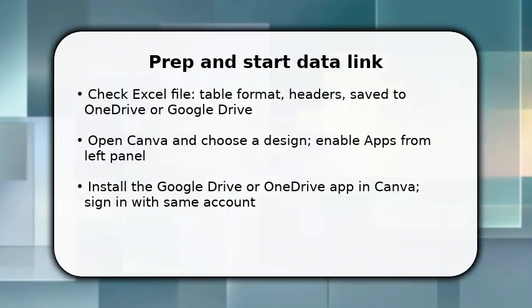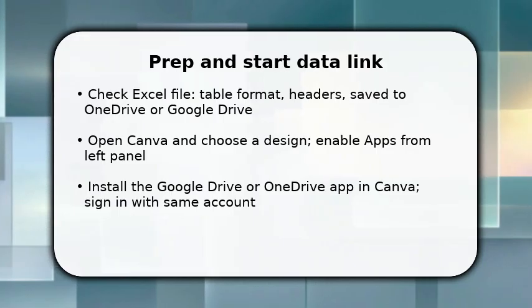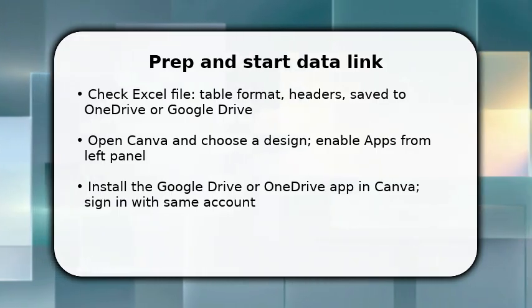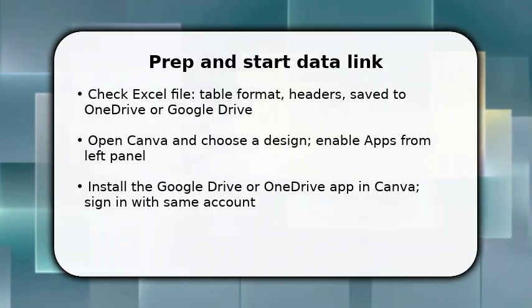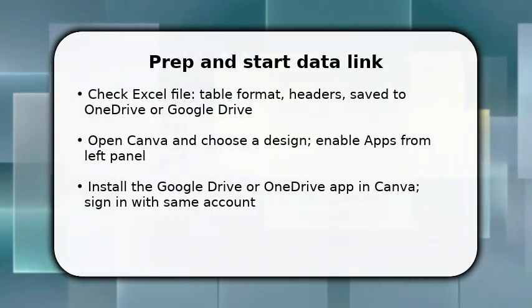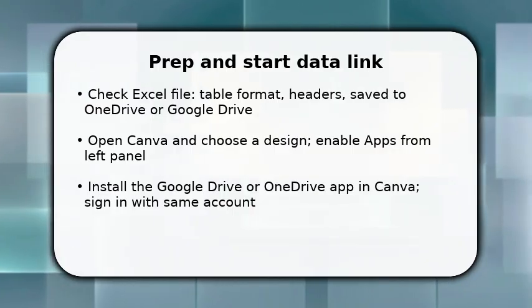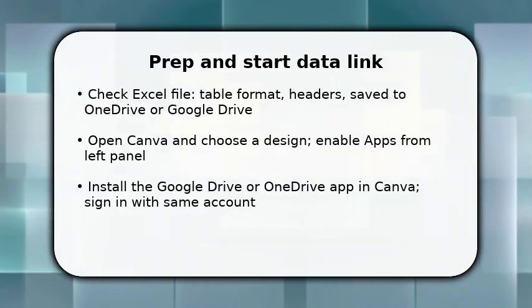Next, open Canva, pick your design, and go to Apps on the left. Install the Google Drive or OneDrive app if not already connected. Once done, sign into the same account used for Excel. This immediate setup gets you to the file selection step without delays.